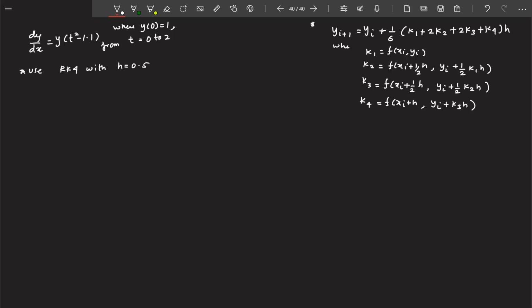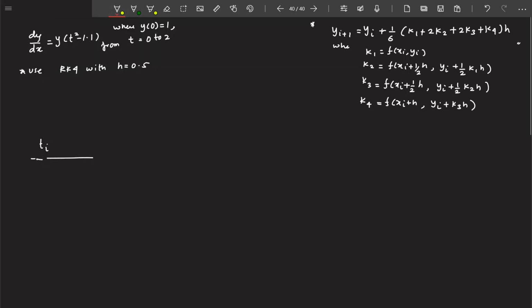And this is your formula for fourth order Runge-Kutta method. There are a lot of different methods by which you can solve this problem, so I'll be discussing the tabular method. The first column that I'm going to take is going to be my ti. So this is my main formula.